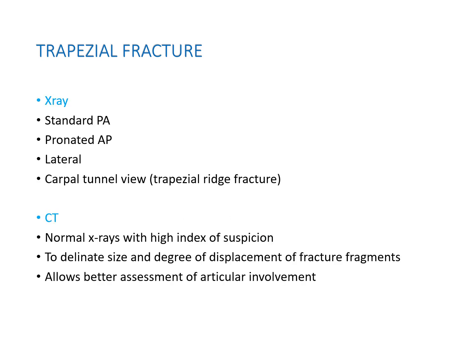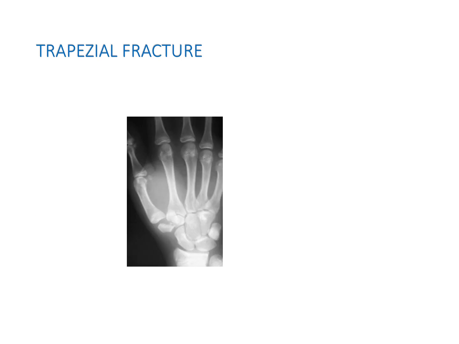Body fractures can be identified in standard PA, pronated AP, and lateral views. A carpal tunnel view can be ordered if there is suspicion of a trapezial ridge fracture. CT scan helps to identify occult fractures and to identify displacement and the size of the fragments. It is also helpful to identify the articular involvement. This is a displaced body fracture.